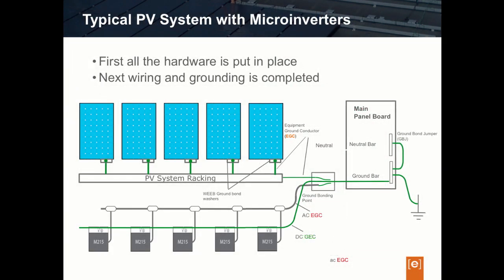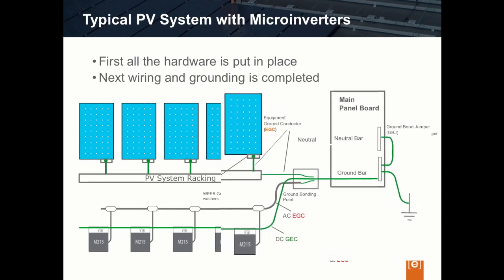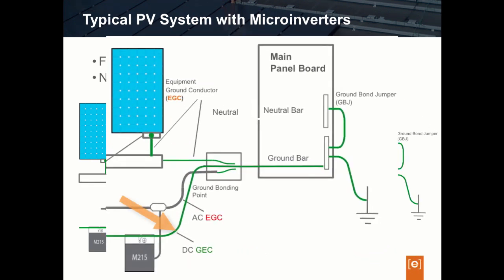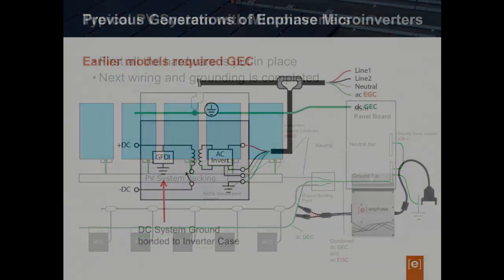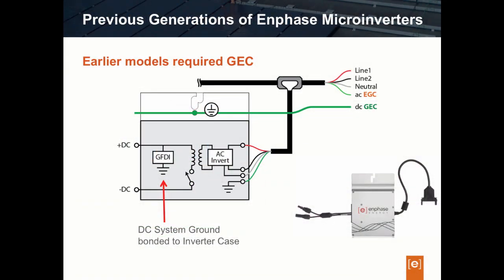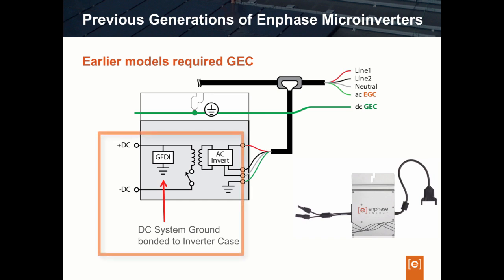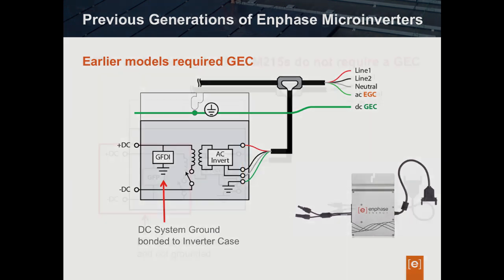Previously, in order to satisfy NEC requirements, microinverter systems were installed with both a GEC to ground the DC power system of the microinverter and a separate EGC to ground the metal case of the microinverter. For previous generations of Enphase microinverters, a DC GEC was still required because the input DC circuit was grounded through the ground fault detection and interrupt circuit to the microinverter case, which was the termination point of the DC circuit.